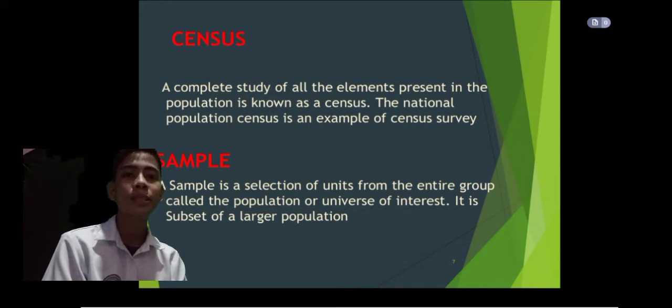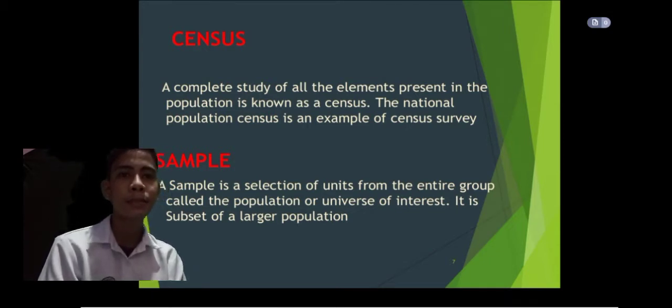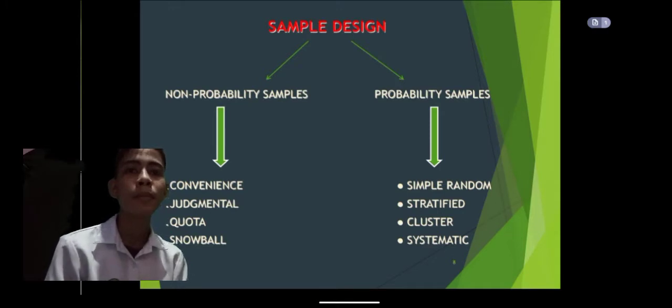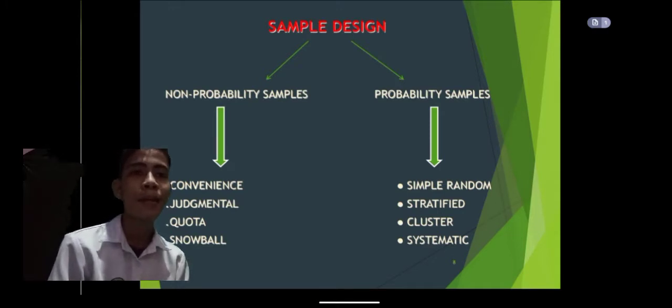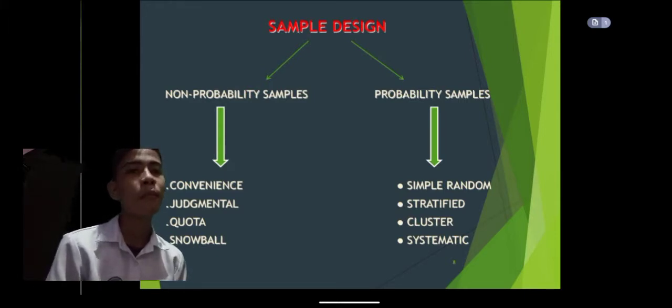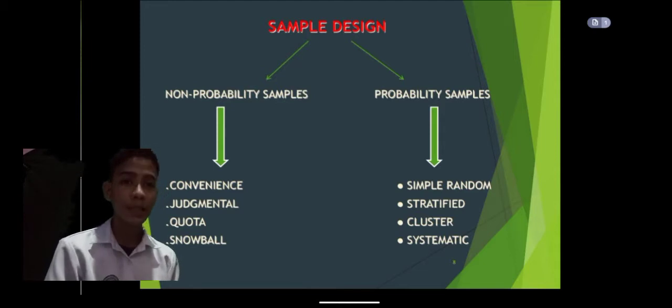Sample. A sample is a selection of units from the entire group called the population or universe of interest. It is a subset of a larger population. Sample design is divided into two: probability samples and non-probability samples. Under the non-probability samples are convenience, judgmental, quota, and snowball. While on the other hand, the probability samples are simple random, stratified, cluster, and systematic. And we will discuss them.